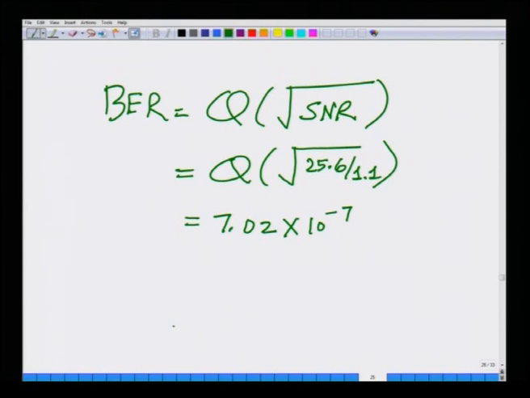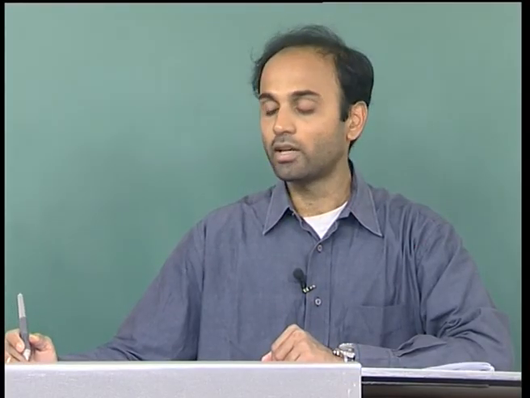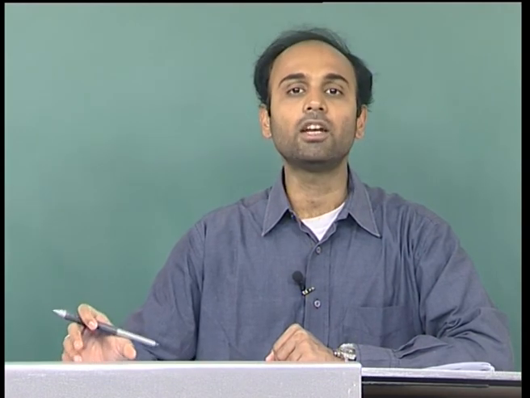Hence, we can see that at a power of minus 10 dB itself, I am able to achieve a very low bit error rate of 7.02 times 10 to the power of minus 7. If you look at an AWGN channel, we know that the SNR required for a bit error rate of 10 to the power of minus 6 is roughly 13.6 dB. However, here we are able to achieve the same bit error rate at a much lower power of minus 10 dB. So, where is that remaining gain, that is 13 plus 10, which is equal to 23 dB? Where is that 23 dB gain coming from?